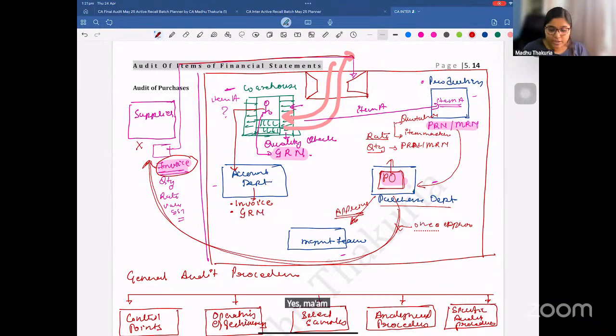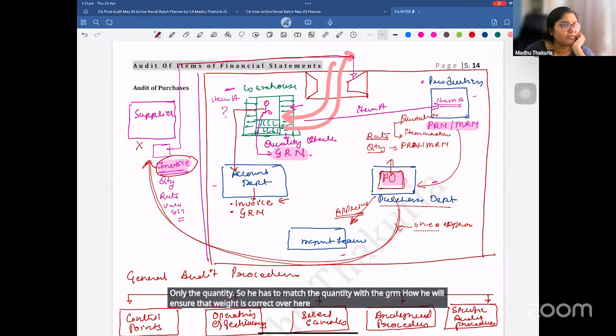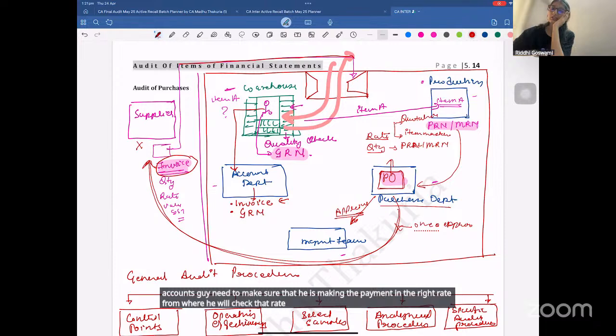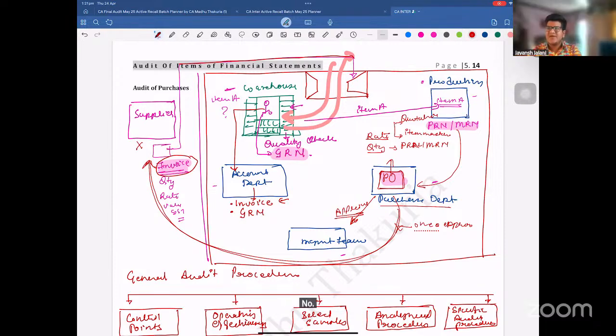So only the quantity has to be matched with the GRN. How will he ensure that the rate is correct? From where will he check the rate in the invoice? Supplier can give any rate, but the accounts guy needs to make sure that he is making the payment at the right rate. From where will he check that rate?